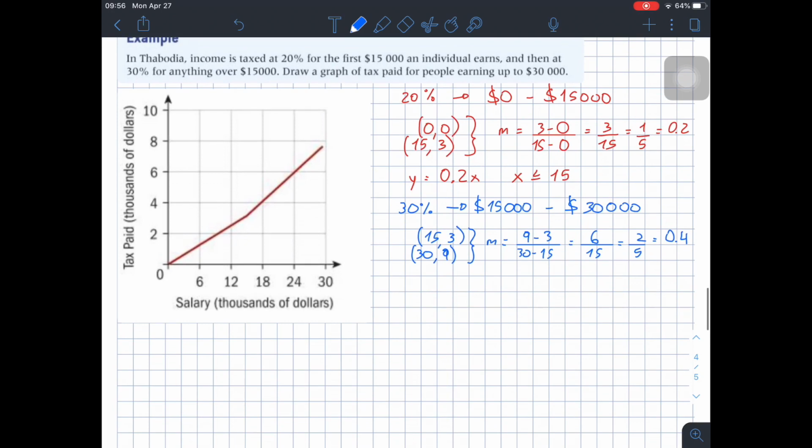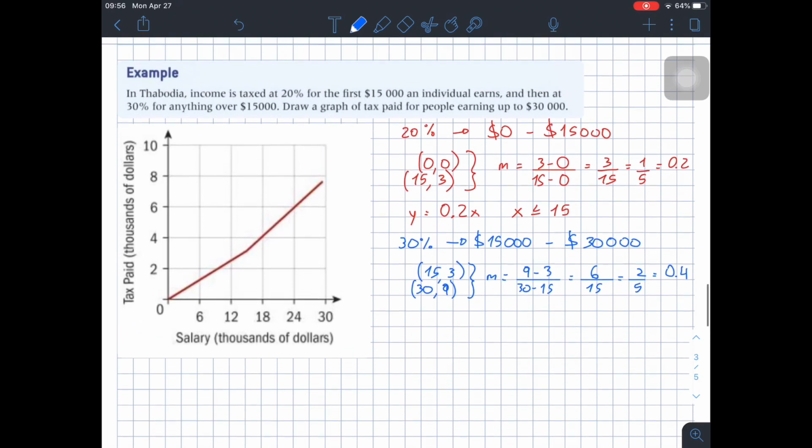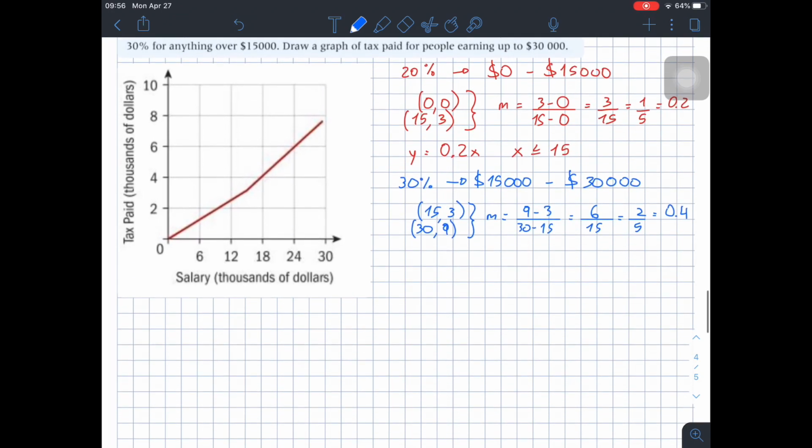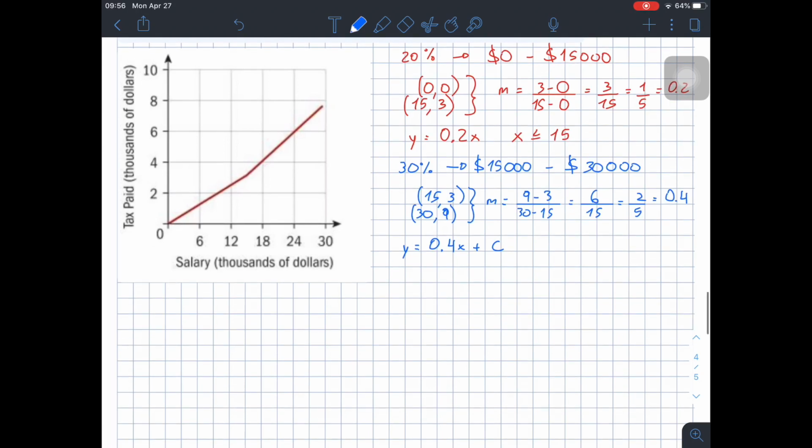Okay, so in order to do this equation, we already have the slope, so this would be y equals 0.4x plus c. In this case, we are going to have a value of c, because if you see, if we extend this line, the line crosses the y-axis at a value different from 0.